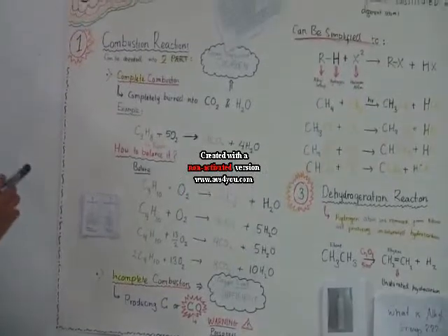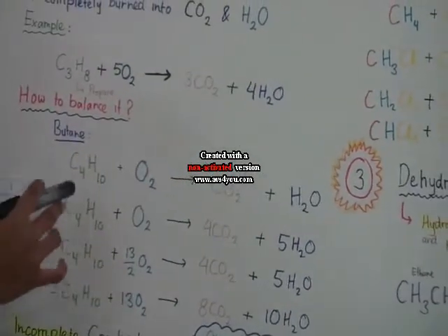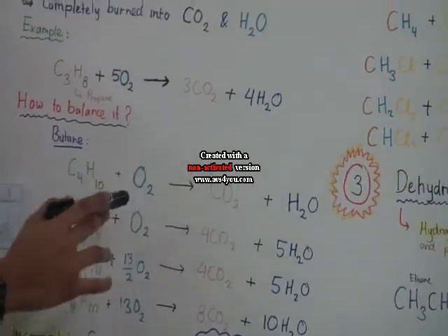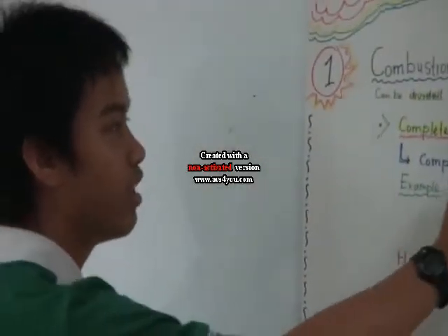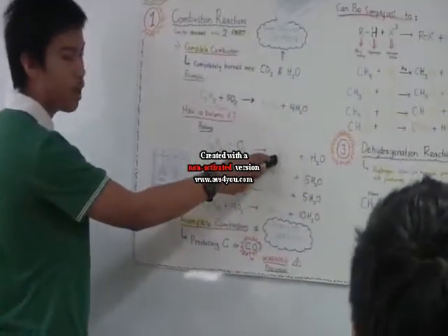How to balance it? For example, we will use butane here, and butane is C4H10, and we don't know how much oxygen, right? But in complete combustion, it's given sufficient oxygen, so there is plenty of oxygen available, and then it will produce carbon dioxide and water as the complete combustion of hexane.